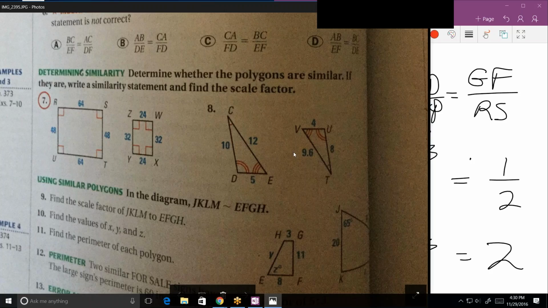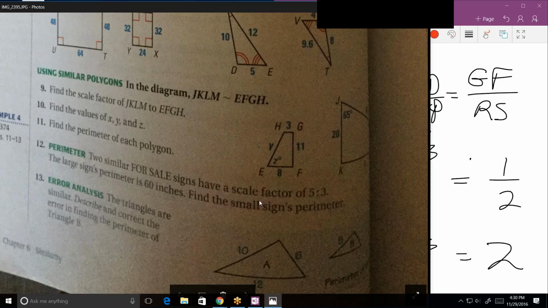Okay, let's see what else we got here. In the diagram, must mean these 2 figures here. Find the scale factor. Okay, 20 over 8, which can be divisible to 10 over 4, which can be divisible to 5 over 2. Okay. So to find the corresponding side, you just took the first 2 letters divided by the first 2 letters of this one? That what you did? Mm-hmm.